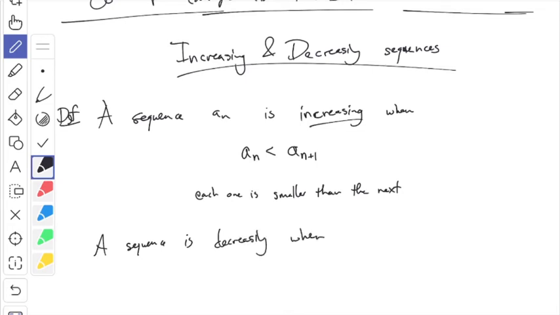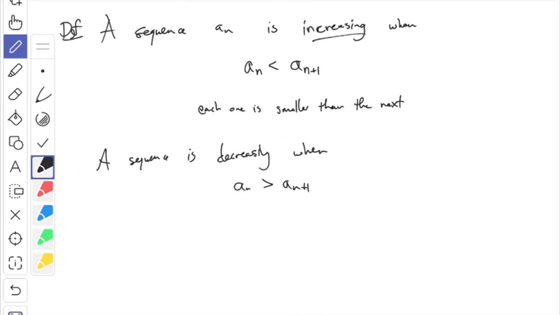When a_n is greater than a_(n+1). This can be a little confusing, I suppose. You've got to make sure the inequality sign is going the right way, but a_n is bigger than the one that comes after it. Or if you prefer, you could write it the other way around, right? You could say a_(n+1) is bigger than a_n. The next one is bigger than the previous one, all right? However you want to write these. This is what it means for a sequence to be increasing or decreasing.